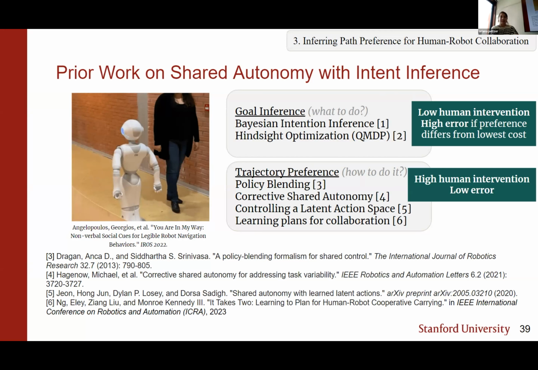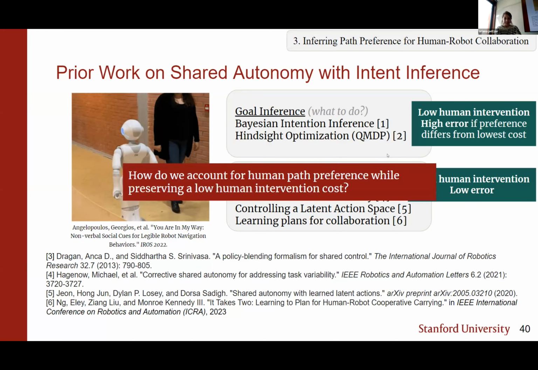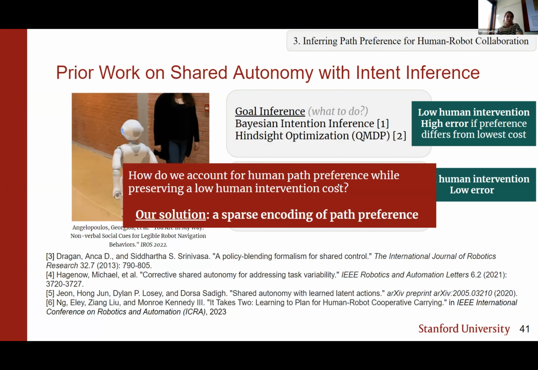Now, this isn't exactly the kind of case we're looking for, because in this example I gave before, where I wanted to send the robot to another path, I don't necessarily want to have to babysit the robot until it gets to this other goal. I would really like it to be able to infer what the path preference is without having to give constant assistance. So this is the question that we're trying to solve. How do we account for human path preference while preserving a low human intervention cost? And so the way we're going to approach this problem is we're going to design a sparse encoding for path preference.